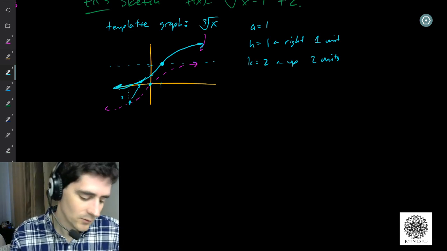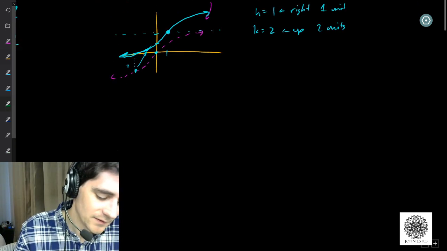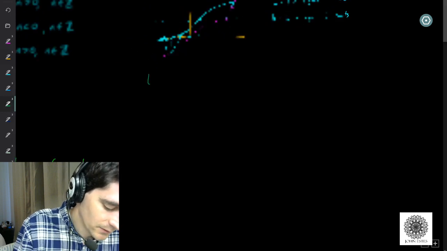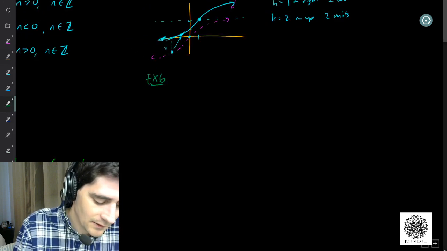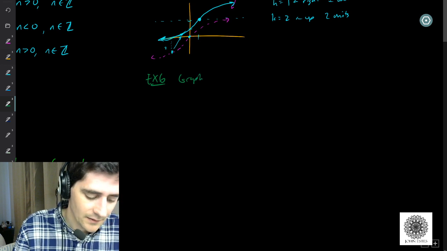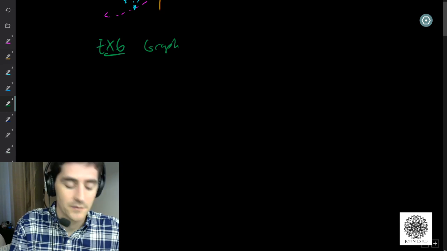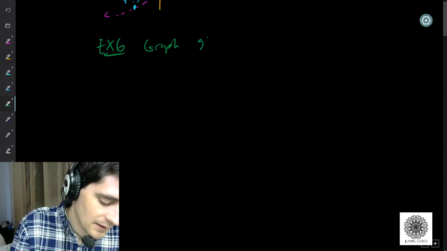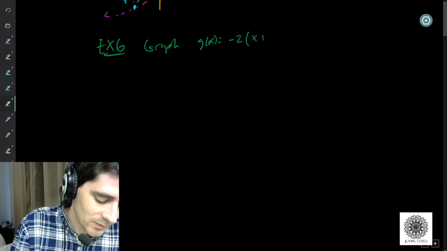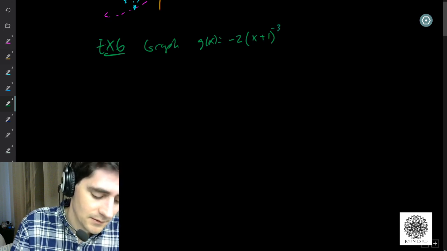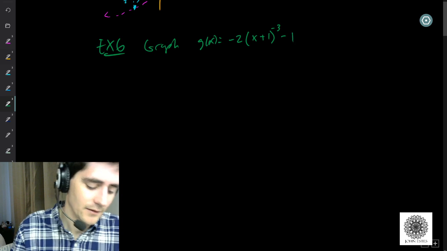All right, let me do one more for you. And hopefully this is making sense. And let's throw in a factor of a because we haven't done one yet. So how about we graph, oh, I don't know, how about let's do an odd power function. I mean a negative power function. How about g of x equals negative 2 times x plus 1 to the negative 3 power minus 1.